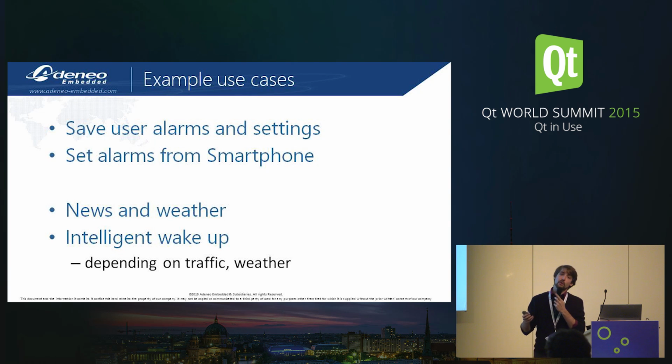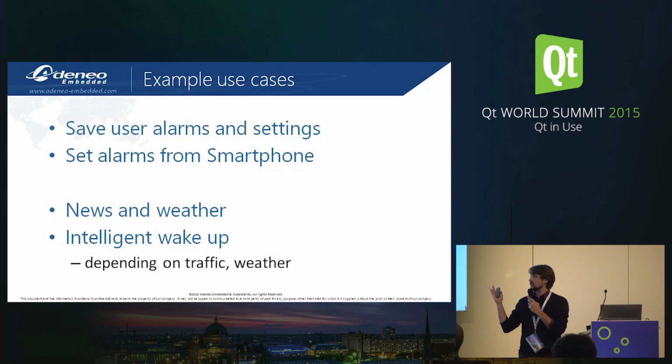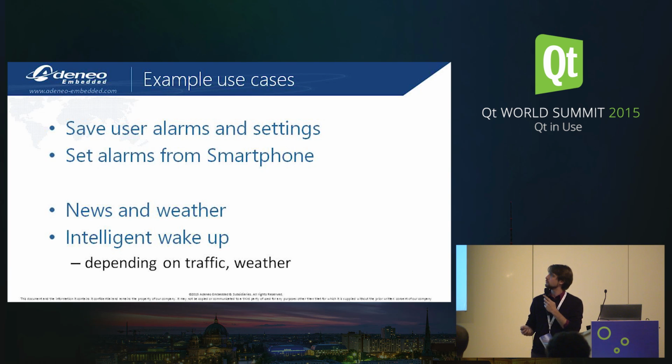Set alarms directly from your smartphone, which means being able to access all those settings from some common interface. News, weather, and potentially intelligent wake up, depending on traffic, weather, or whatever. So if it snows, the alarm clock just doesn't ring, and you don't go to work, because when it snows, well, personally, I don't go to work when it snows.